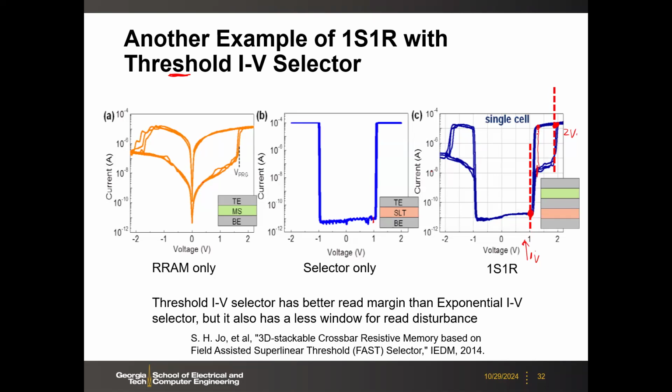So for this example, you may prefer the V/3, right? V/3 means the unselected cell will only see the voltage, which is 0.6 or 0.7 volts. Somewhere here, then it's more safe, right? This V/3 voltage is away from this turn-on voltage, this threshold voltage.